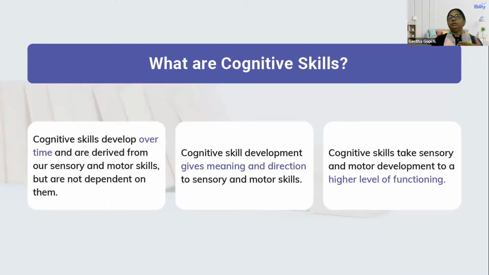And cognitive skills take the sensory and motor development skills to a higher level of function. So what was just a grasp of an object or feeling an object later on gains more meaning.